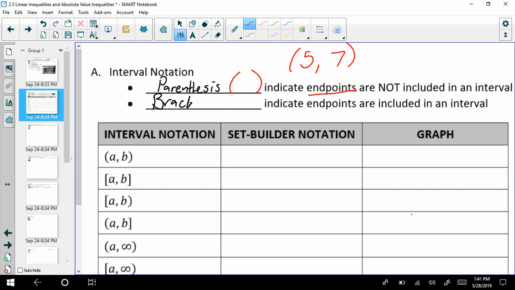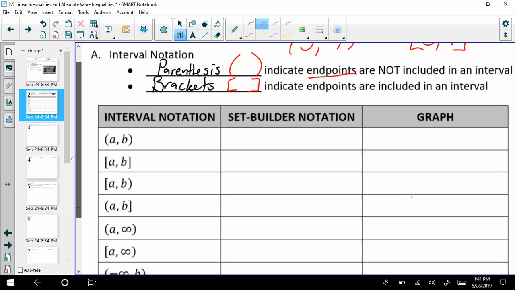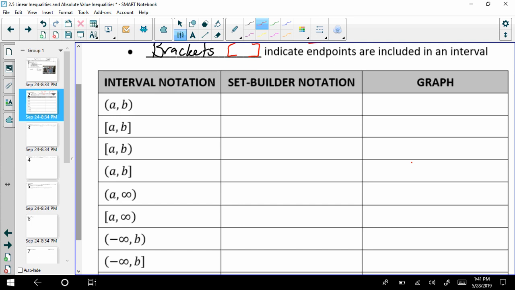Now, on the flip side, if we have brackets around our interval, that means the endpoints are included. So if I saw this, that would mean anything between 5 and 7 is an answer, and 5 and 7 are answers themselves. The endpoints are included. So it's a subtle difference, but it does change your answers. So I just want to go over different ways and meanings that this notation can be seen.